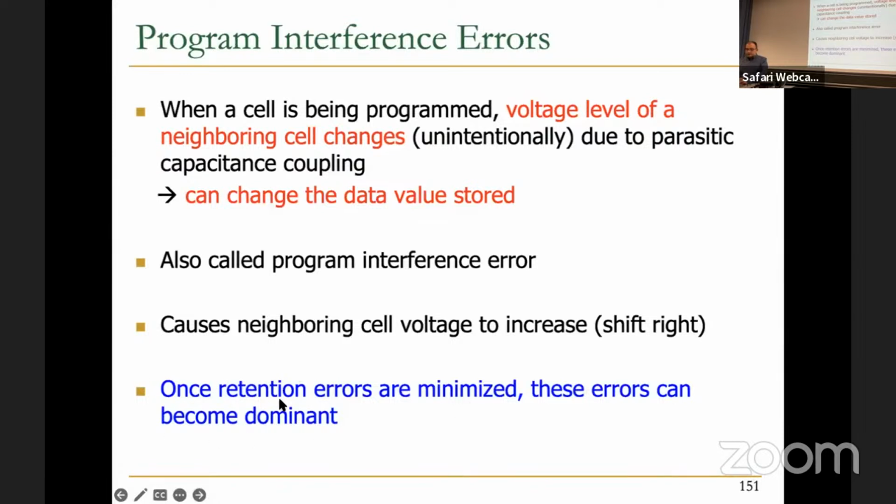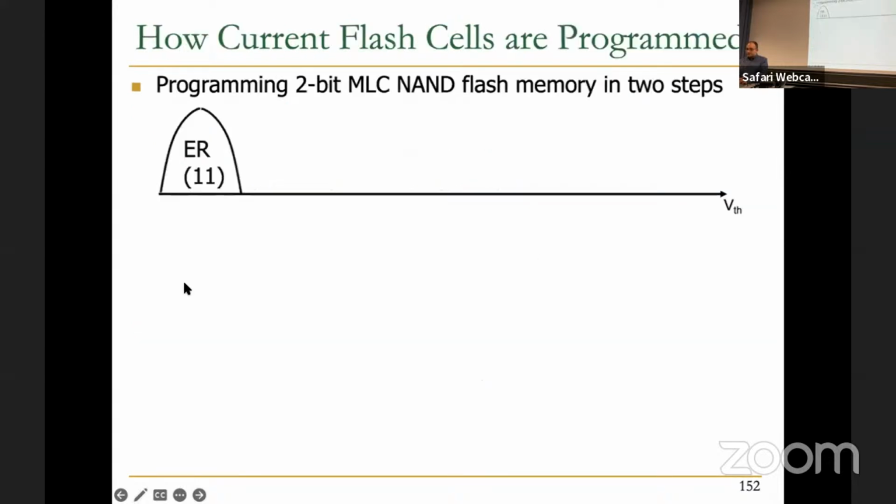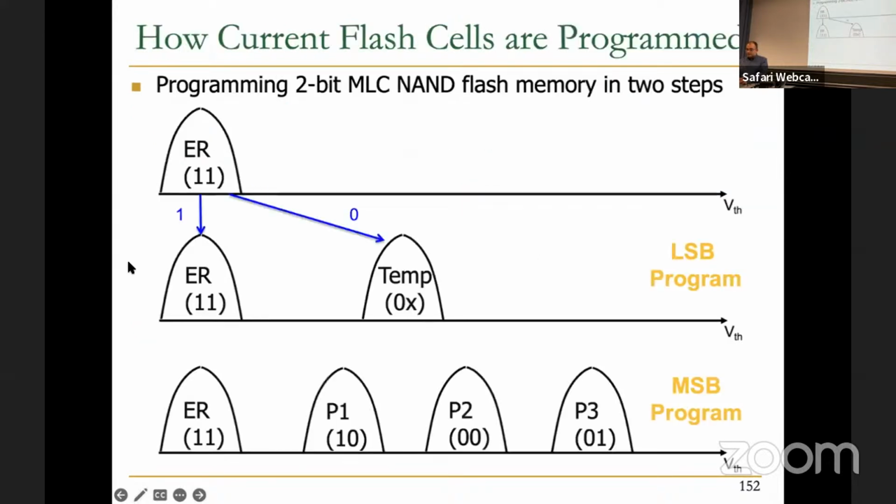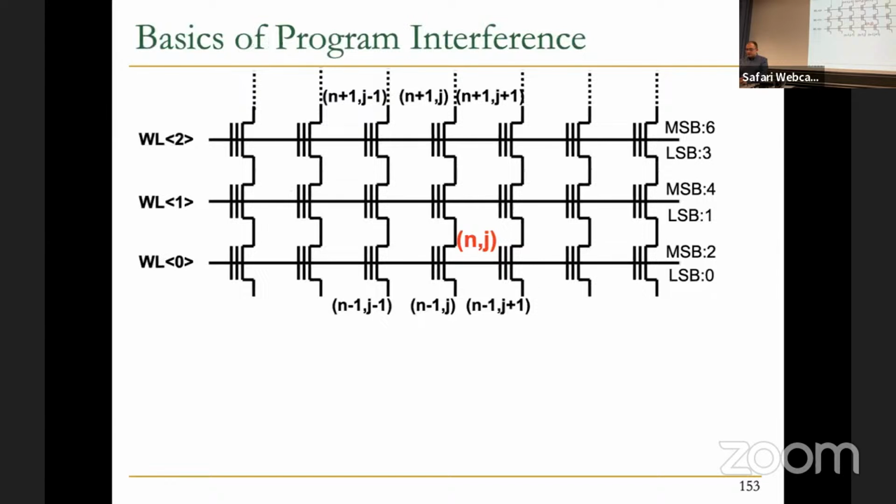It's also important that even though we showed that retention errors are dominant, once retention errors are minimized using all these techniques, we need to make sure that we are also fixing other errors. This is a reminder about how the two-step MLC programming works that we already discussed. But now let's take a look at the basics of program interference.